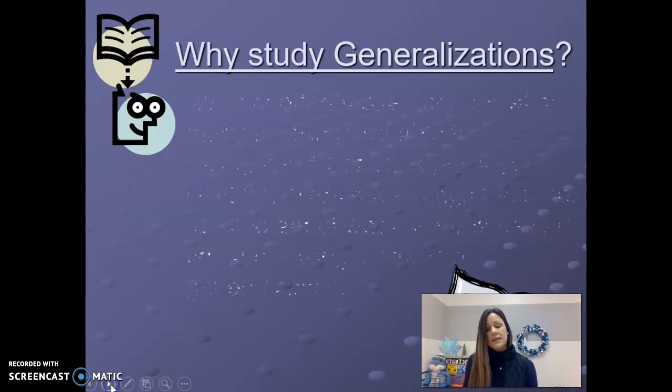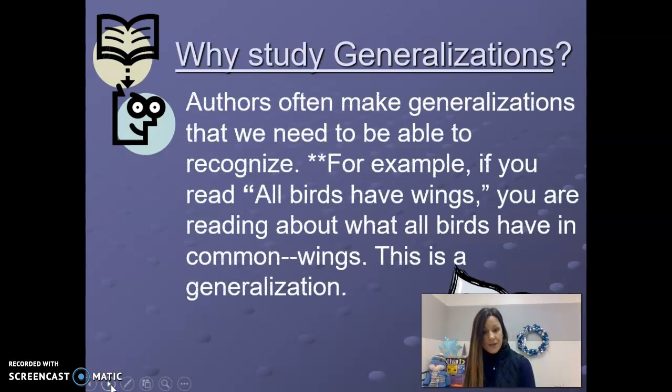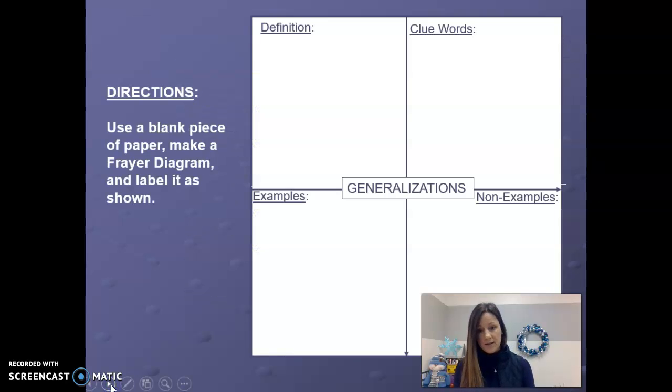Okay, so why study generalizations? Well, authors often make generalizations that we need to be able to recognize. For example, if you read All Birds Have Wings, you are reading about what all birds have in common, wings, and this is a generalization. So this is like a nonfiction example, and again, we are going to look at generalizations specifically in fiction text.